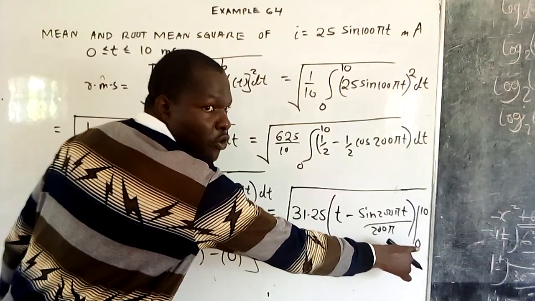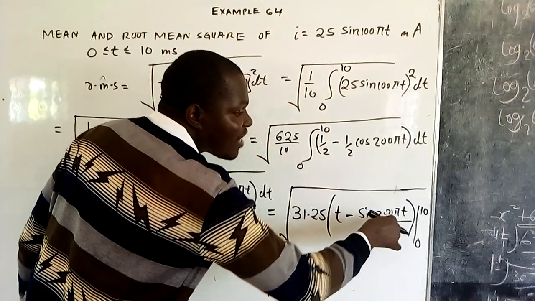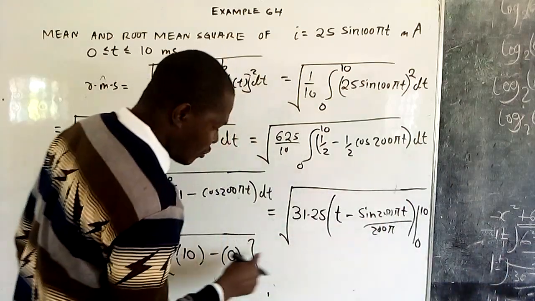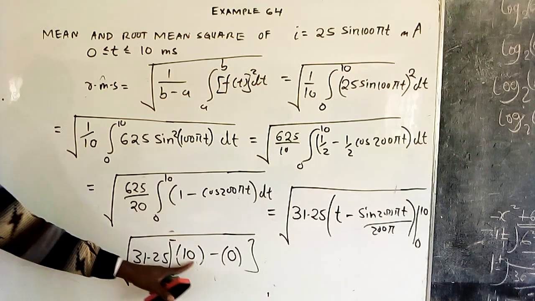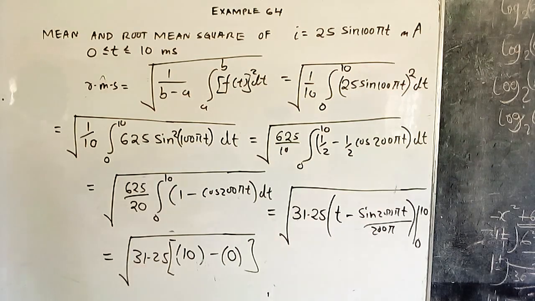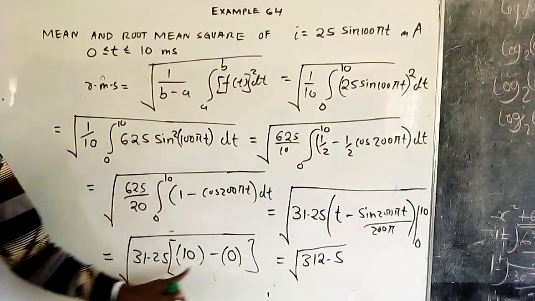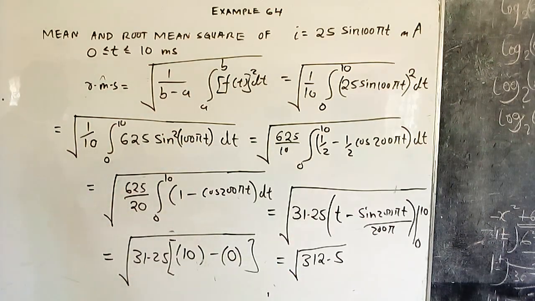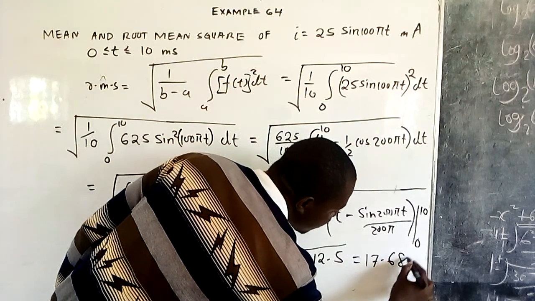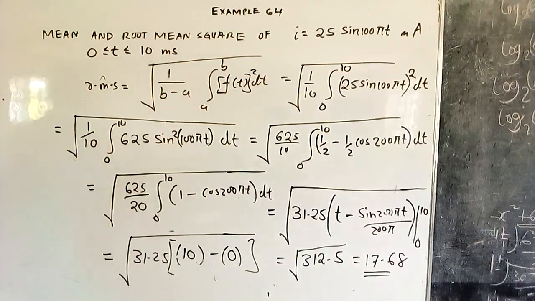You go to the lower limit 0. You put 0 where t is, so there is going to be 0 minus sine 0. Sine 0 is 0, so you get the lower limit to be 0. So it is upper limit minus lower limit. Are we together? Good. So 10 minus 0 is 10. Then times the constant outside, you have the square root of 10 times 31.25, which is 312.5. So what is the square root of 312.5? It is 17.68. So 17.68 is the root mean square value.